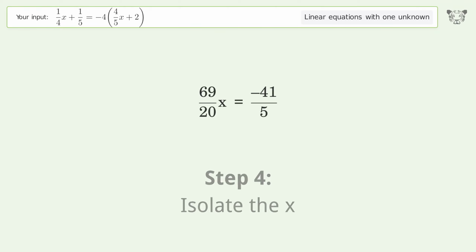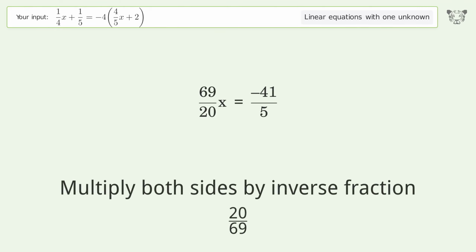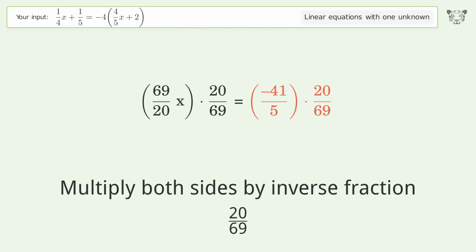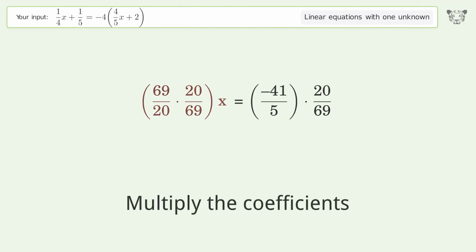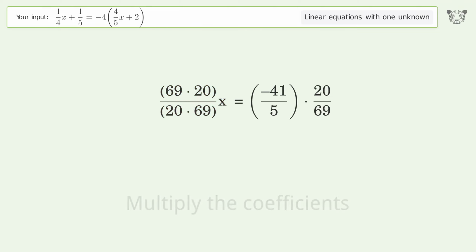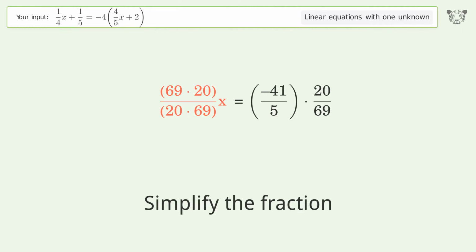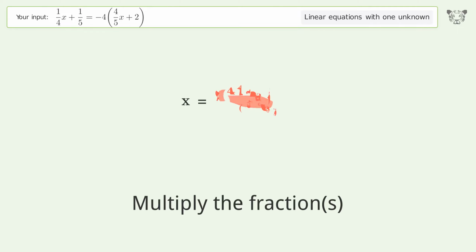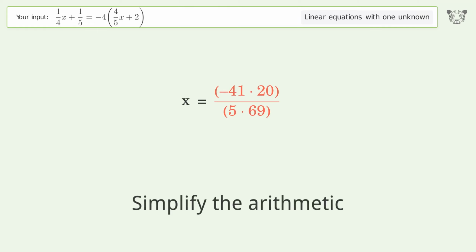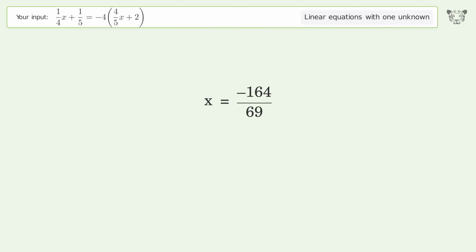Isolate the x. Multiply both sides by inverse fraction 20/69. Group like terms. Multiply the coefficients. Simplify the fraction. Multiply the fractions. Simplify the arithmetic. And so the final result is x equals negative 164/69.